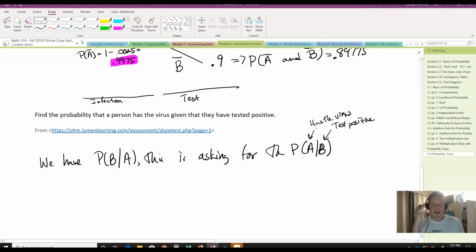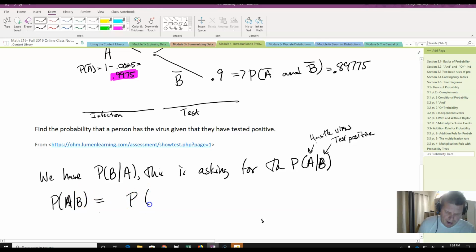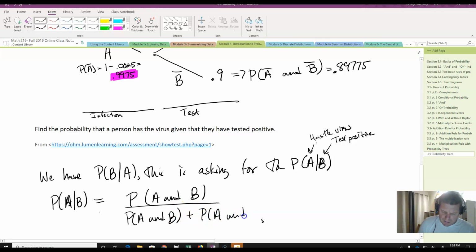What we're going to do is use that whole idea of probability that we've used before. So how do we find this? Well, the probability of A given B is going to equal the probability of A and B divided by the probability of A and B plus the probability of A and B complement. Notice that these are the ones that we have, all four of these we have.